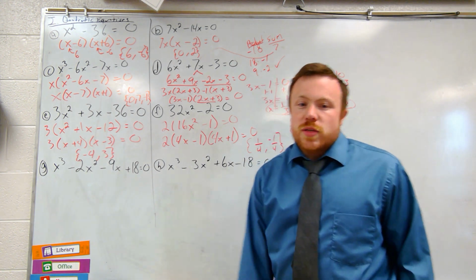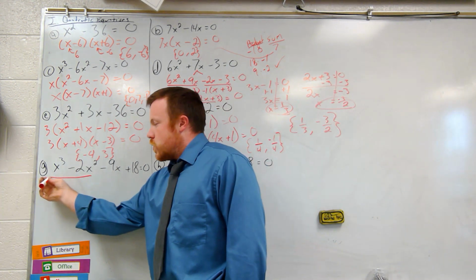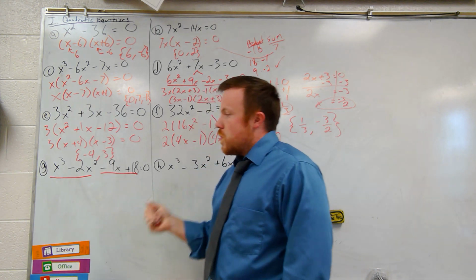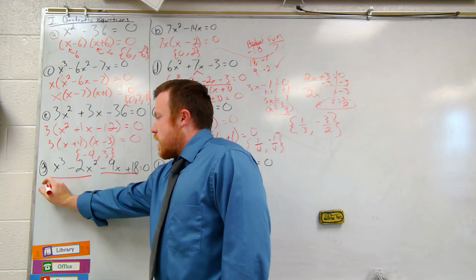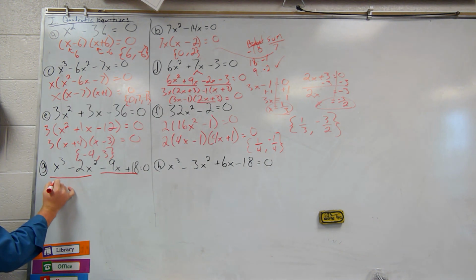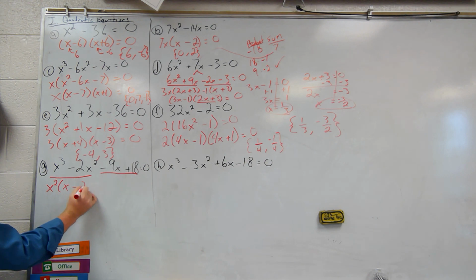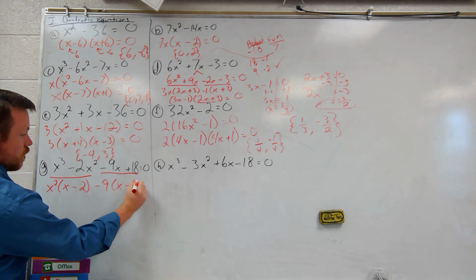Let's jump over here on this one. This one has 4 terms, so we're going to go ahead and look at it like it's got 4 terms. We're going to look at the first 2 and the last 2. We're going to take out what we can, our lead coefficient. What can we take out of these 2? And that's going to be x squared, x minus 2, -9, x minus 2.